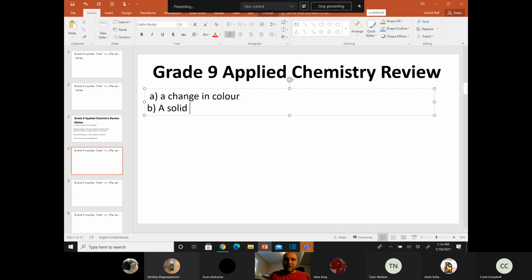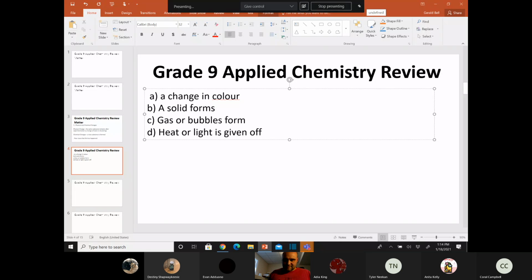A solid forms. That was something if we were in the class, we'd do a little more with. Gas or bubbles form. So you put baking soda and vinegar together, and you can see that thing bubbling. That's a chemical change. And the last one is heat or light is given off. So you light a match, it burns.